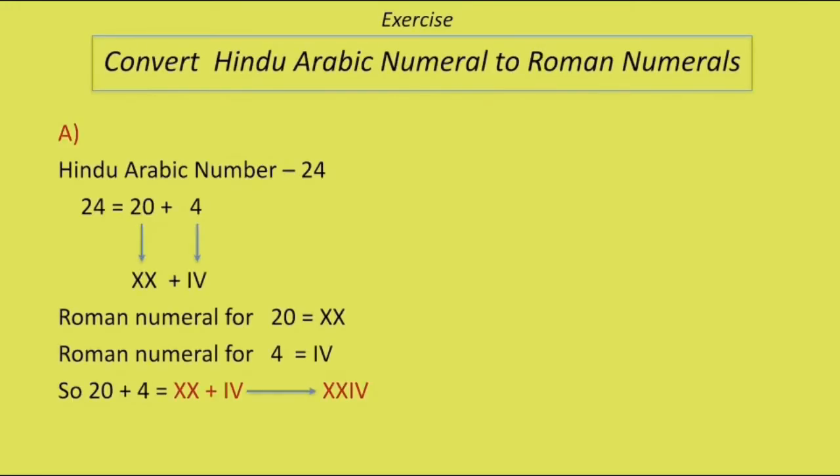Children, now we will convert Hindu-Arabic numerals to Roman numerals. Here we have taken 24. Write it in expanded form as 20 plus 4, and write the Roman numeral value of 20 as XX and of 4 as IV. Now add 20 plus 4, you will get XX plus IV. Finally, the value of 24 is XXIV.